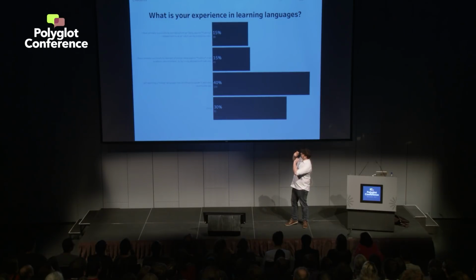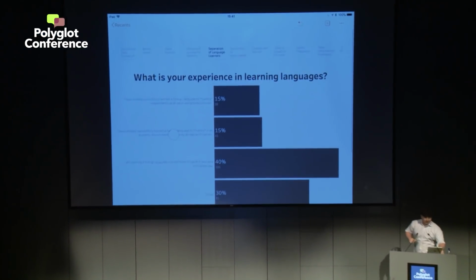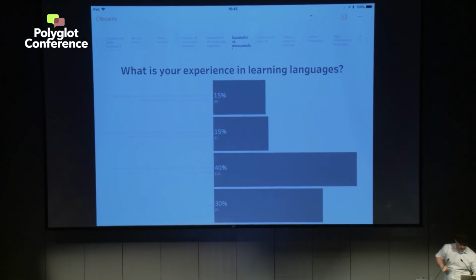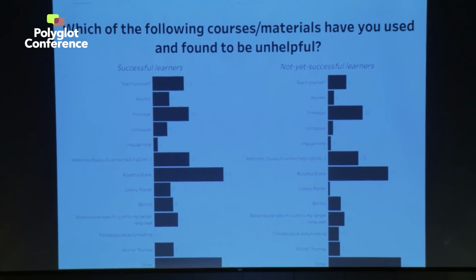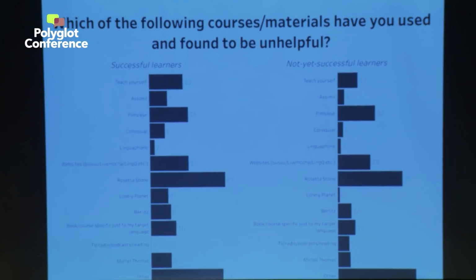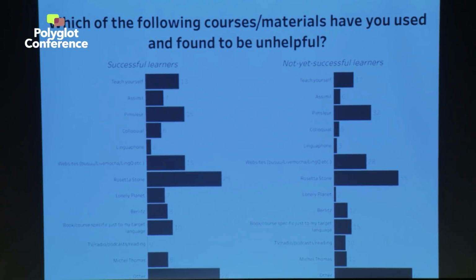So this let me do something. This let me split the people answering the questions into two different groups. And when you do that, then you can start to see some interesting things come out. Because then I could separate the successful from the not yet successful learners. And I could ask reverse questions. Instead of saying, what do you find beneficial?